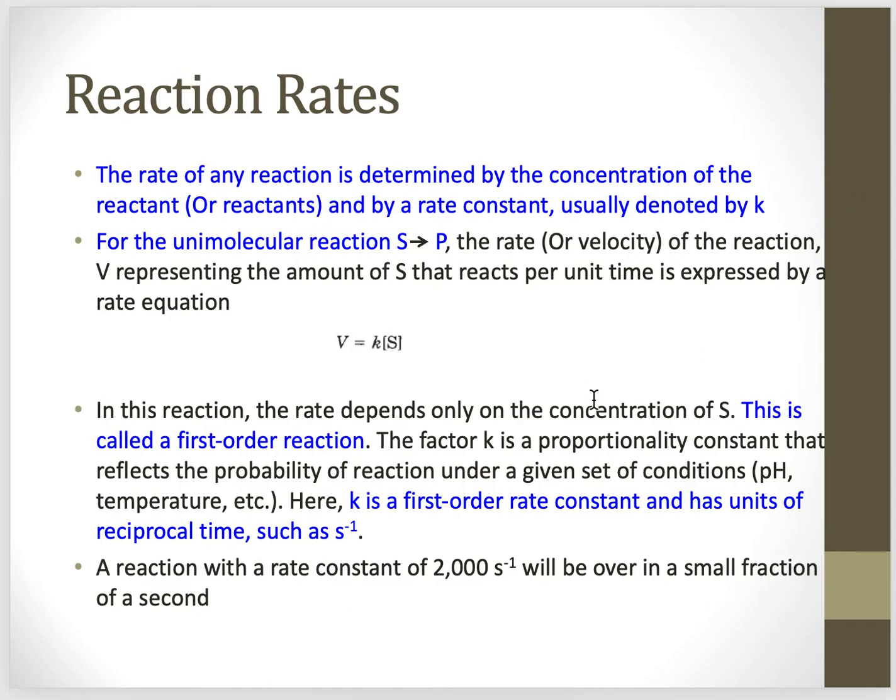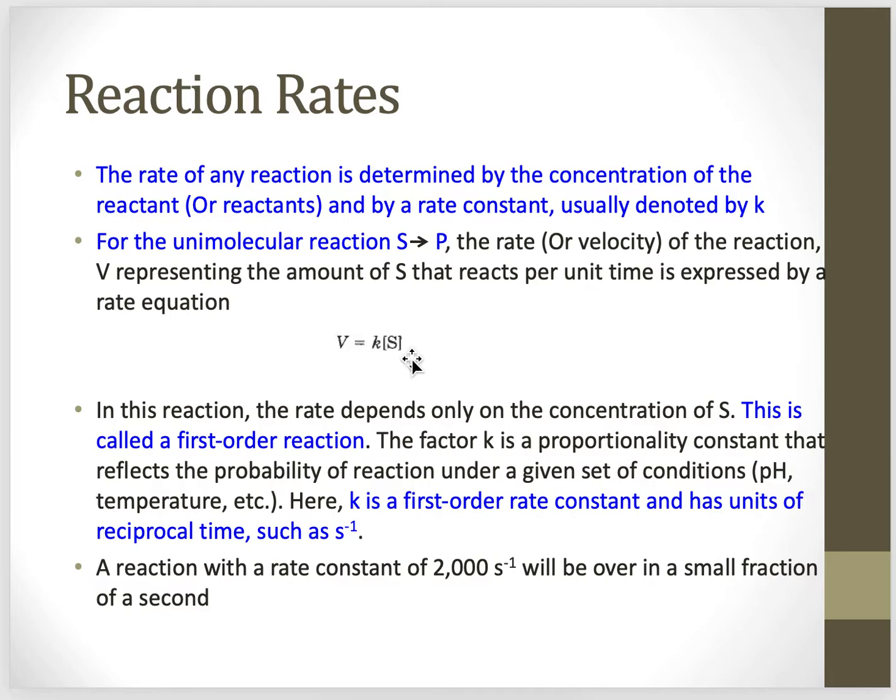The rate of any reaction is determined by the concentration of the reactant or reactants and by a rate constant. This rate constant is denoted by k. Suppose this is a unimolecular reaction, from S to P, where S is the substrate and P is the product. We can show the rate or velocity of the reaction by this equation: V = k[S]. Here [S] represents the concentration of the substrate and k is the rate constant.